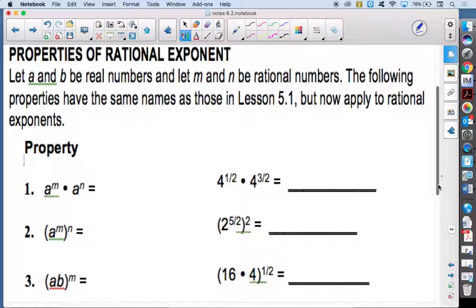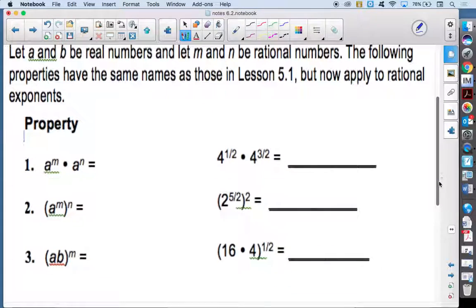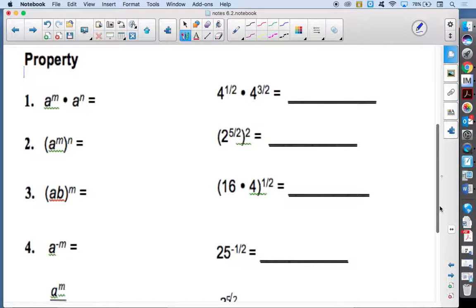So you should hopefully be able to fill out the property side pretty easily. Next to it is an example with a rational exponent instead of an example with an integer exponent like we did in section 5.1. So the first one, we have a to the m times a to the n. Paige, when you have that property where the bases are the same, what do you do with the exponents? You add them. Yeah, you add them together. So m plus n.